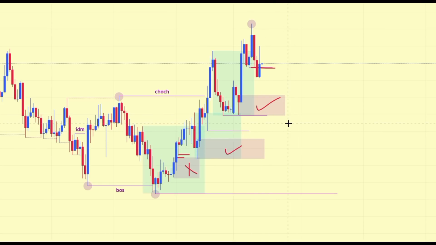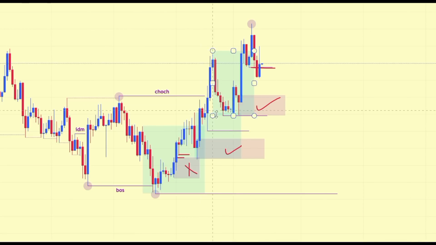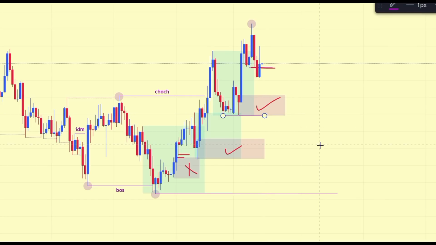I said the keyword here is a valid pullback, and I said that this one here is not a valid pullback. If you remember, I said that's not a valid pullback, and if you know how to identify a valid pullback, you can clearly see that this one is not a valid pullback. So this means this one here is not the pullback that is right before the extreme order block. So then this means that this one here is our engineering liquidity.